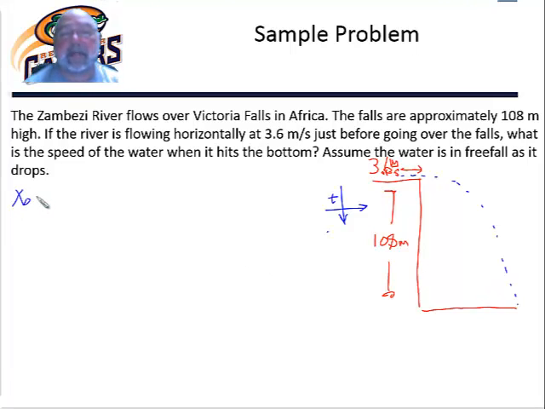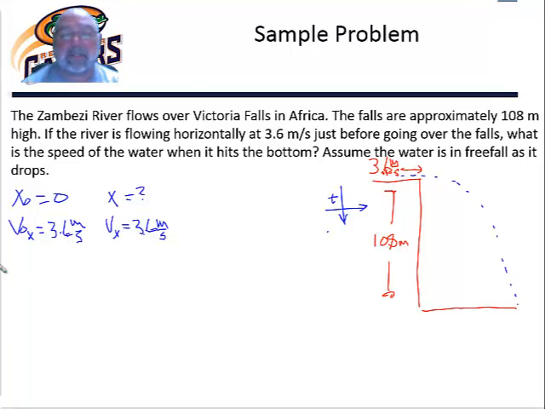Okay, x0. I'm going to assume that it starts at 0. I don't care where it lands. The initial velocity in the horizontal direction is 3.6 meters per second. How fast is it going horizontally when it gets to the bottom? Well, if you said that it's going the same velocity in the horizontal direction, you would be absolutely correct. It would be 3.6 meters per second.